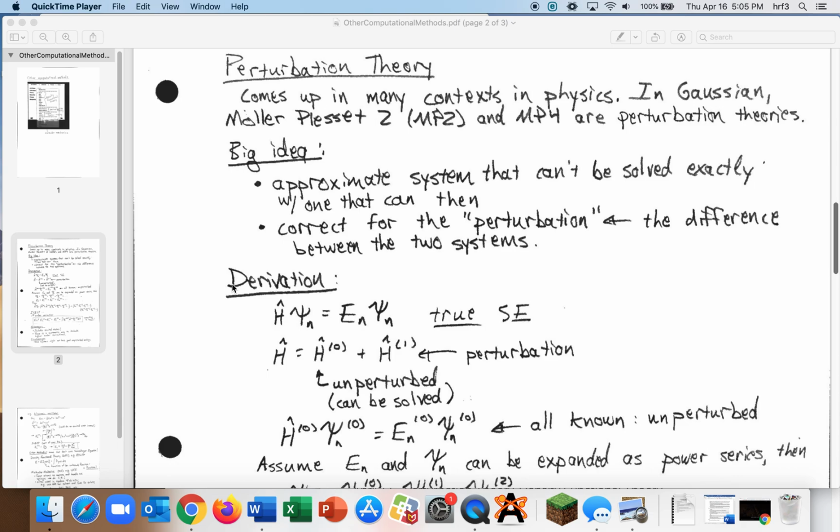So let's take a look at perturbation theory first. This actually comes up in a lot of contexts in physics, not just in quantum mechanics. And like I said, in Gaussian, the Moeller-Plesset 2, MP2 and MP4 are perturbation theories. The big idea behind perturbation theory is you approximate the system that can't be solved exactly with one that can, so you find an analogous system that you can solve exactly that's similar to the system you can't solve, and then you correct for the perturbation, the difference between the two systems.